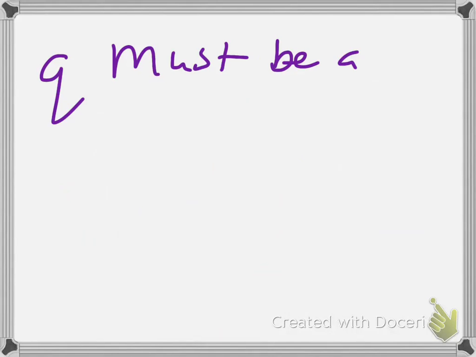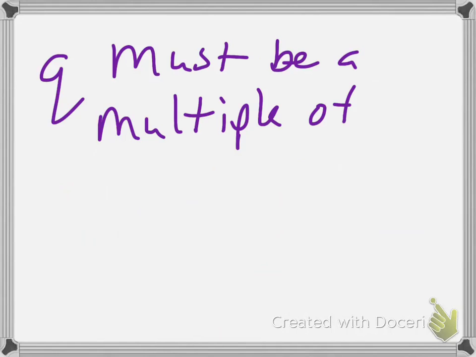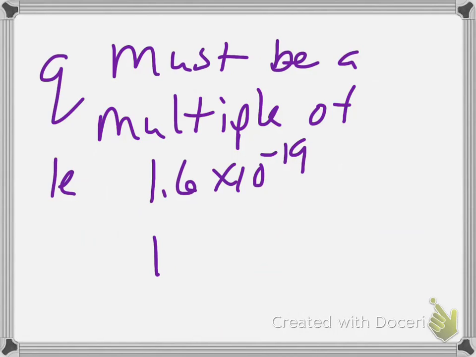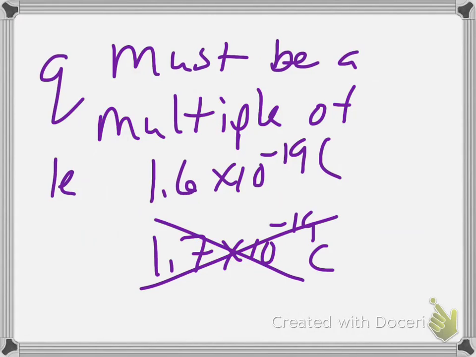So every charge must be a multiple of 1e. So it must be a multiple of 1.6 times 10 to the negative 19th. So 1.7 times 10 to the negative 19th coulombs cannot exist. You cannot have a partial electron. It must be a multiple of that.